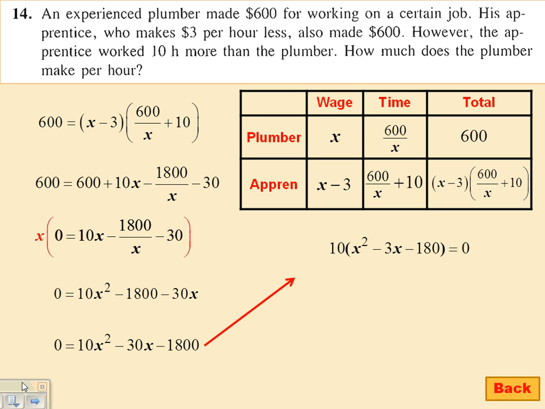If I factor that out, that gets me X minus 15, X plus 12. X equals 15 and negative 12. Does negative 12 work when you make money? Hopefully it doesn't. So how much money does the plumber make per hour? $15 an hour.